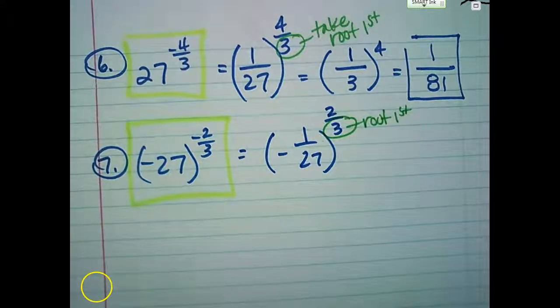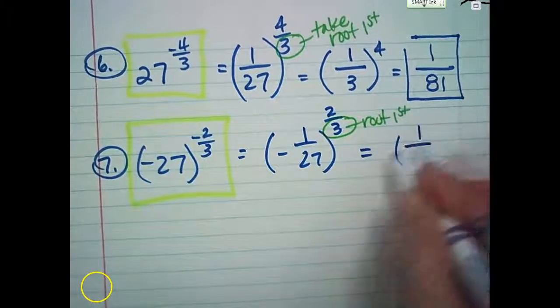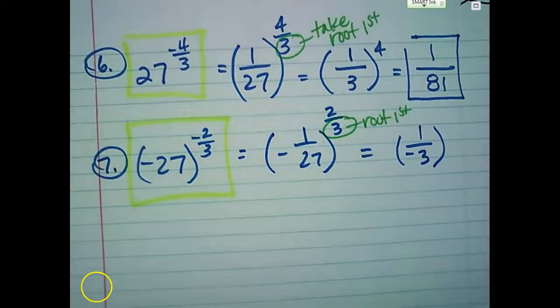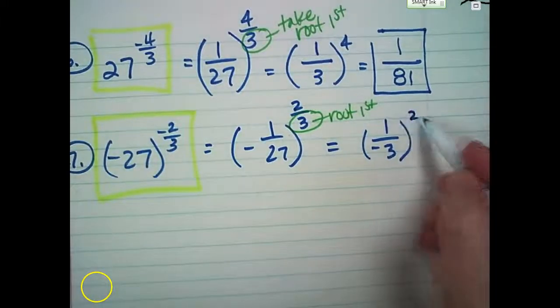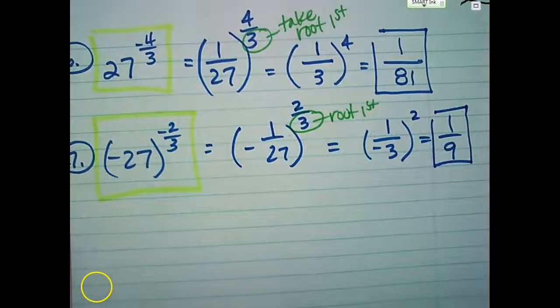What's the cube root of a negative 1 over 27? Negative 1 over... okay, the cube root of 1 is 1. The cube root of negative 27 is negative 3. Doesn't matter where you put the negative 3 as long as it's with one or the other, right? Now then, what power are we going to take? Square, and so it becomes 1/9. That was a trickier one.